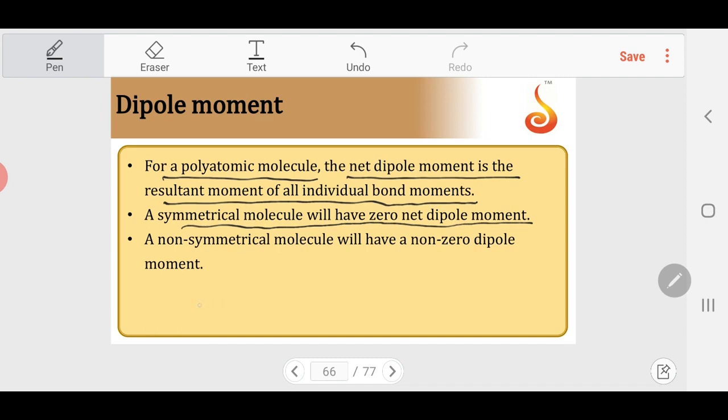If I take an example of carbon dioxide, the carbon dioxide structure is this. This is the polar bond. The bond moment is towards this direction, and this is going to be in the opposite direction. So mu will be equal to 0. And a non-symmetrical molecule definitely will have a non-zero dipole moment. So dipole moment measurements can also be used to predict the geometry of molecules.